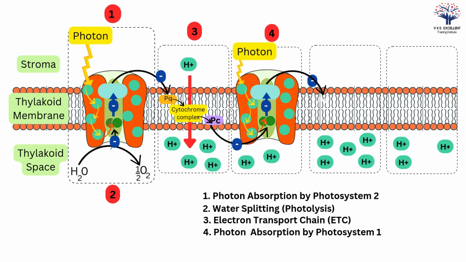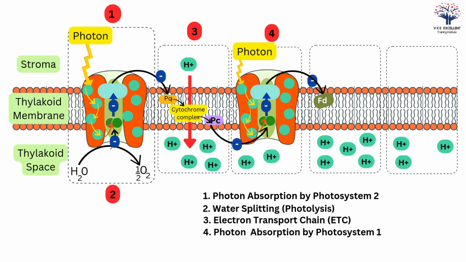Subsequently, the photoexcited electrons are passed in a series of redox reactions from the primary electron acceptor of photosystem 1 down a second electron transport chain through the protein ferredoxin. Unlike the previous electron transport chain, this ETC does not create a proton gradient and thus does not produce ATP.